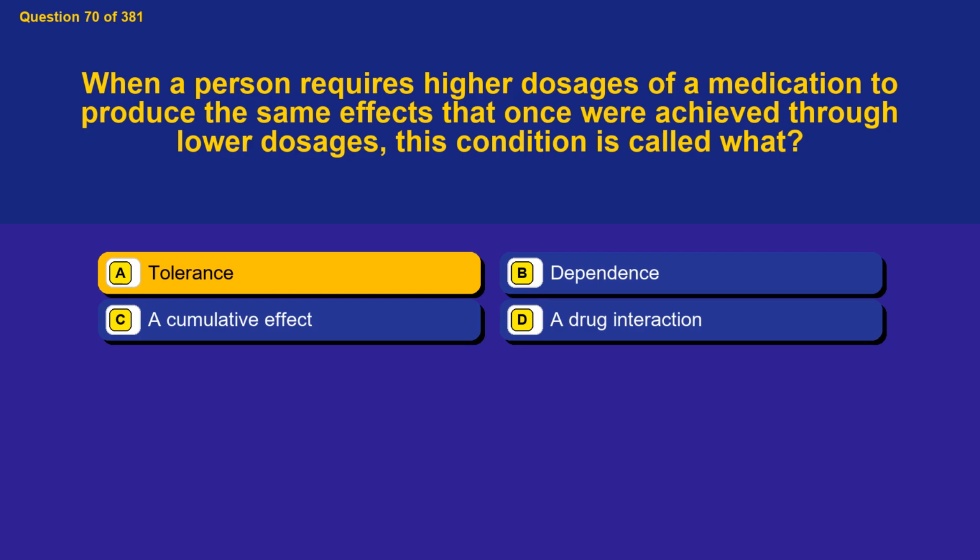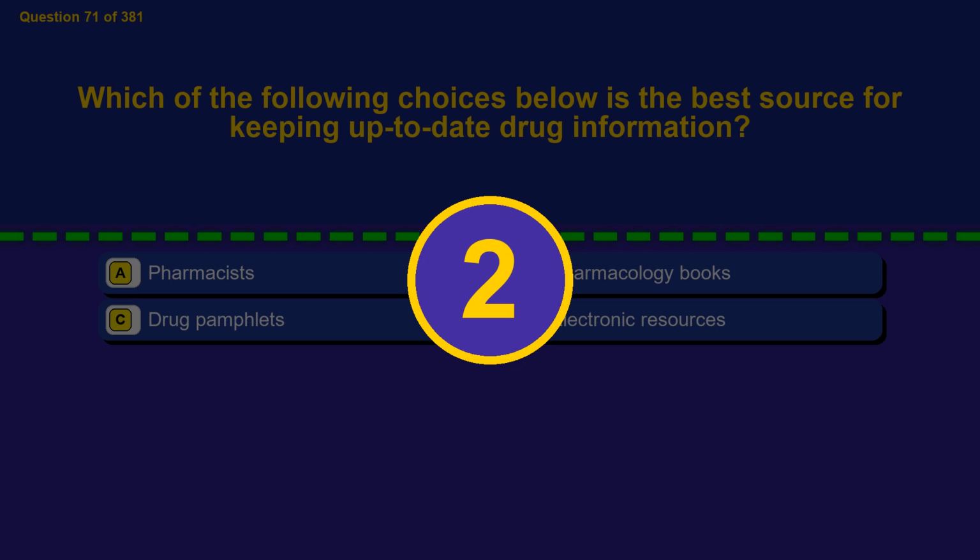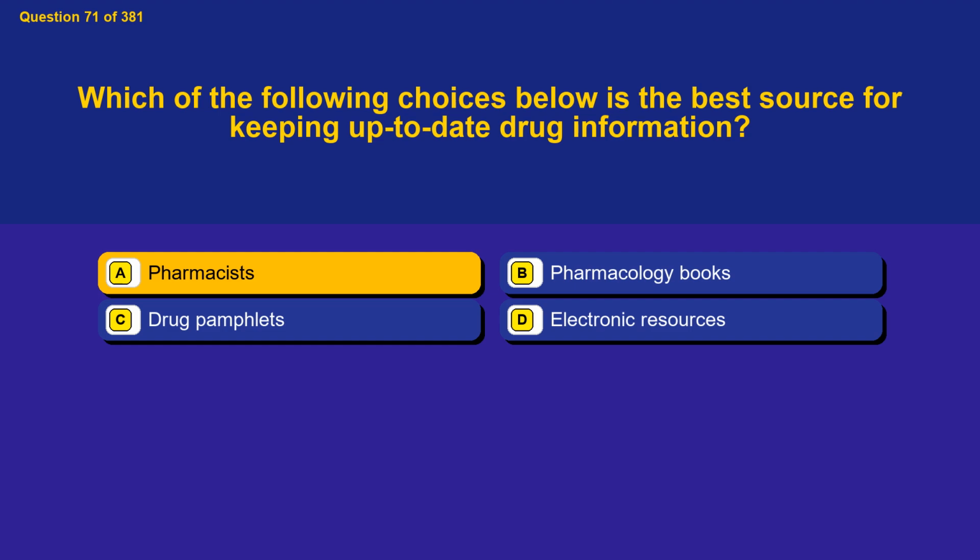The correct answer is option A, tolerance. Question 71. Which of the following choices below is the best source for keeping up-to-date drug information? Option A, pharmacists. Option B, pharmacology books. Option C, drug pamphlets. Option D, electronic resources. The correct answer is option A, pharmacists.